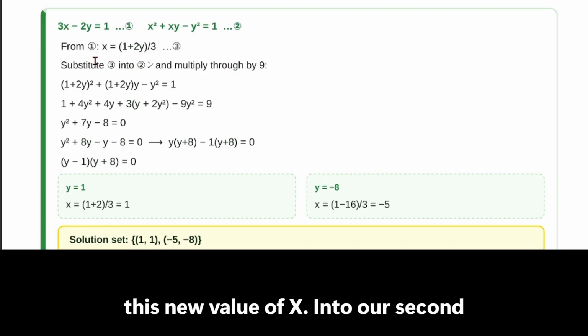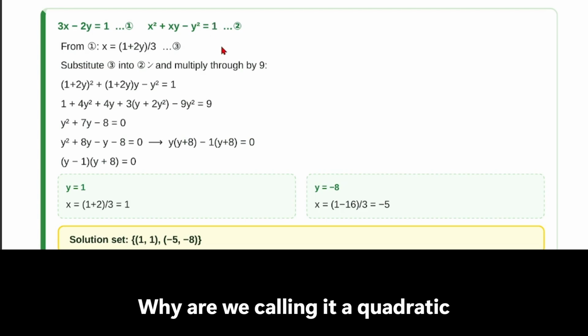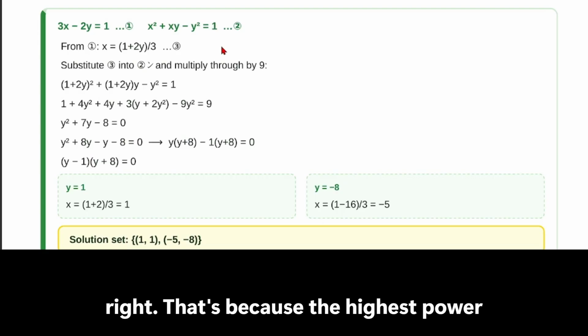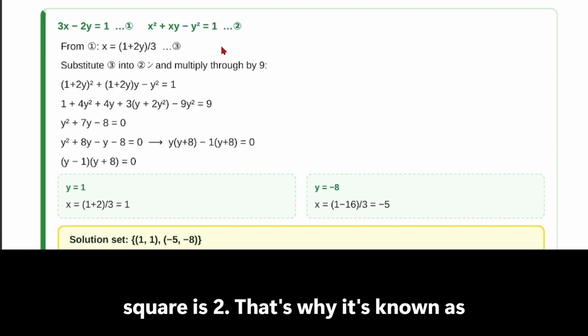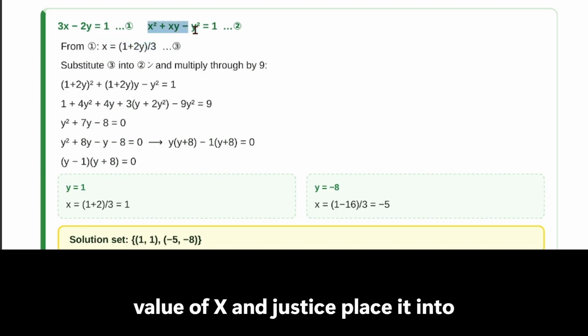Now we can substitute this new value of x into our second equation, which is a quadratic equation. Why are we calling it a quadratic equation? Do you guys have a guess? That's because the highest power here of the variables x squared and y squared is 2. That's why it's known as a quadratic equation. So we can find this value of x and just place it into our second equation.